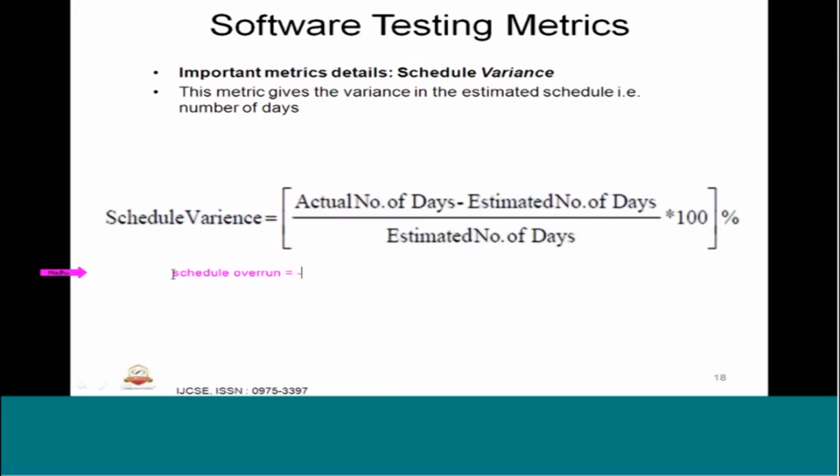That means if it is minus greater than minus 5%, schedule underrun, if it is less than 5%. It means the schedule is so fast that it is well ahead of what has been estimated. That is what it gives an indication. So that is what is about schedule variance.